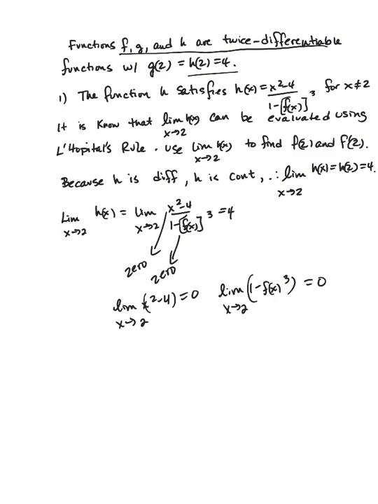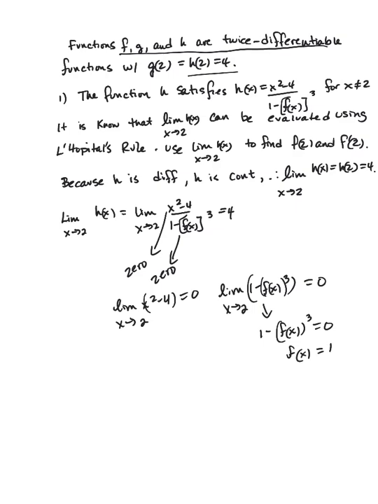Okay, so now I'm going to solve for this, right? In order for this to equal 0, I would need to directly plug in 2, but let me just set this 1 minus f of x cubed equal to 0. 1 minus f of x cubed equal to 0 means that f of x would need to equal 1.